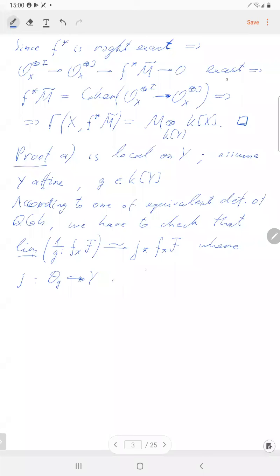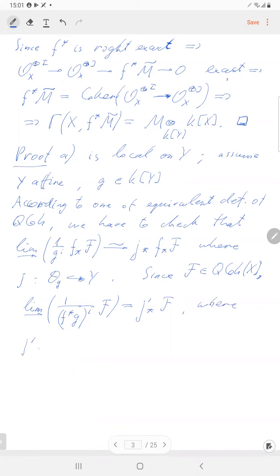But now, since F was assumed to be quasi-coherent, we can apply the same property upstairs, and so we know that the colimit of 1 over the pullback of this function to the power I over F really is the J prime star F, where J prime is the open embedding D, the pullback of G into X.